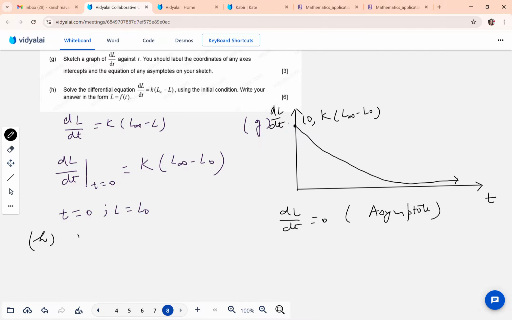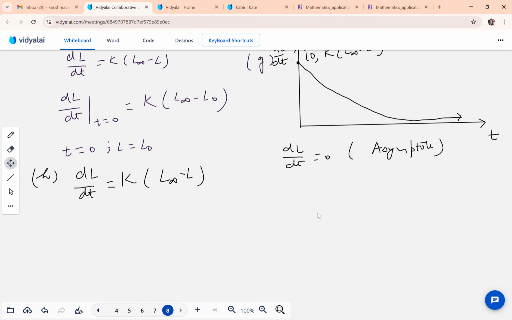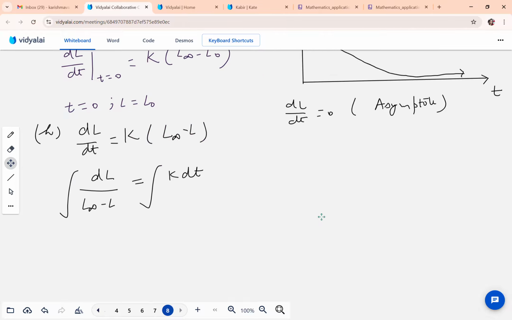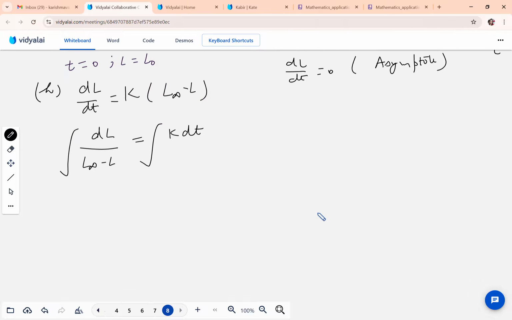So we need to solve the differential equation. Let me write it down. dL/dt is equal to k times (L infinity minus L). Here we will just separate the variables L and t. So dL upon (L infinity minus L) will be equal to k times dt. Then we will integrate both sides. On the right side the integration is easy. k is a constant, so it's just the integration of dt, that is t.